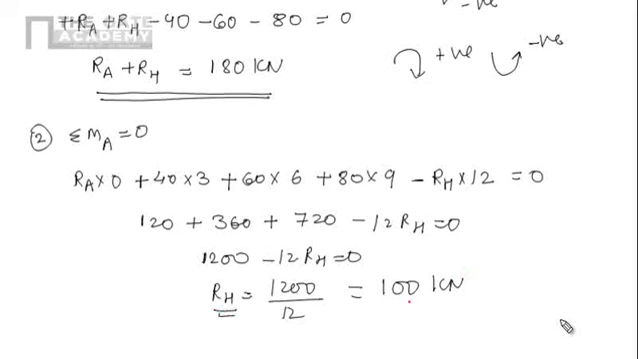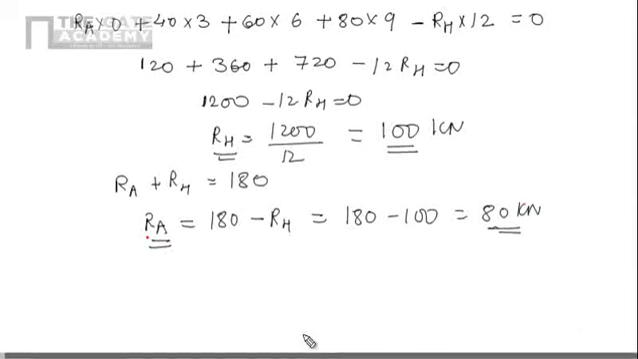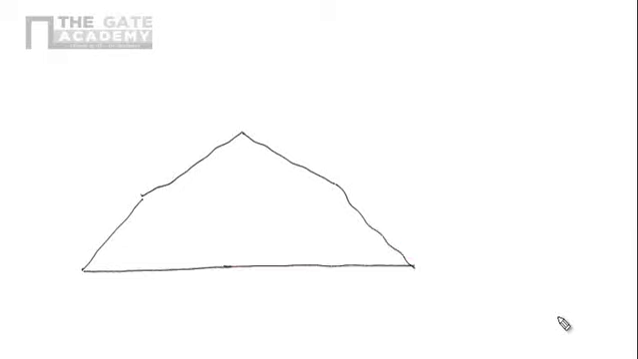So we got the value of RH, it is 100 kilonewton, and if we put RH in this equation, that is RA plus RH equals 180, RA will be 180 minus RH. So 180 minus 100, it will be 80 kilonewton. So by this way we can easily get the values. I am again drawing the truss for our understanding. This is our given truss, showing all these numbers.